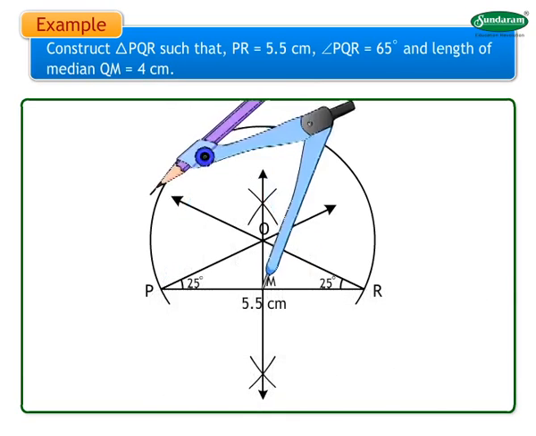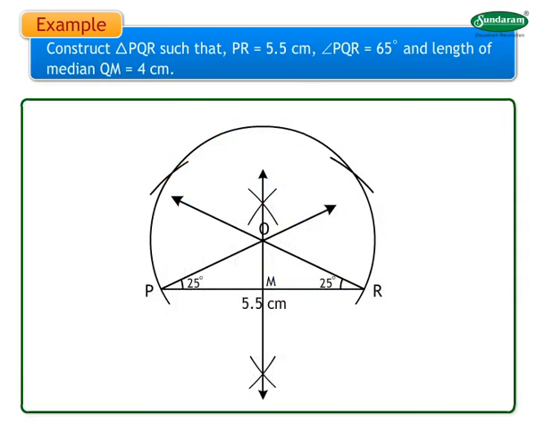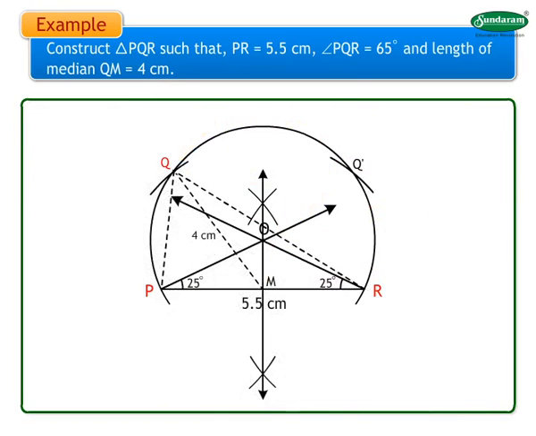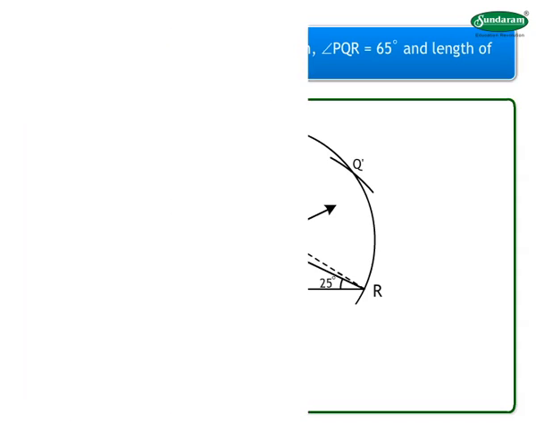Taking M as the center, draw arc with radius 4 centimeters which cuts the given arc in point Q and Q dash. Join PQ and QR. Triangle PQR is the required triangle. Let's look at another example.